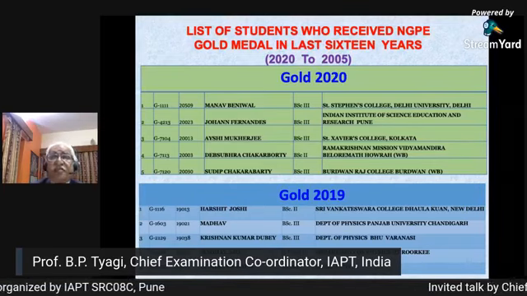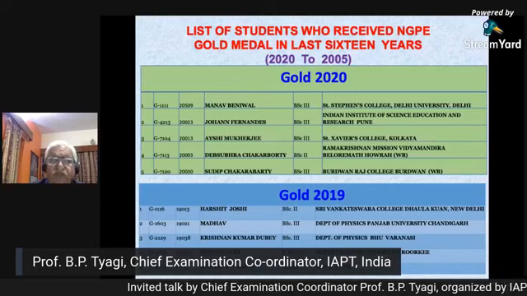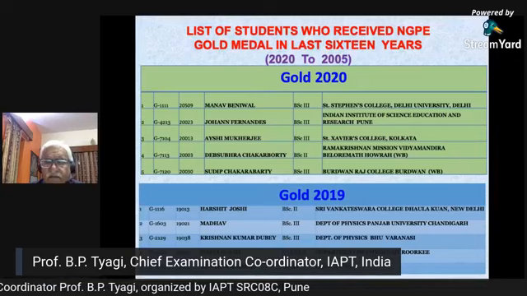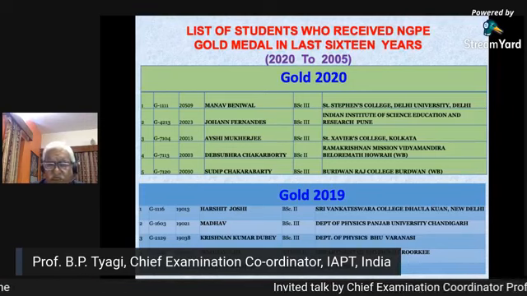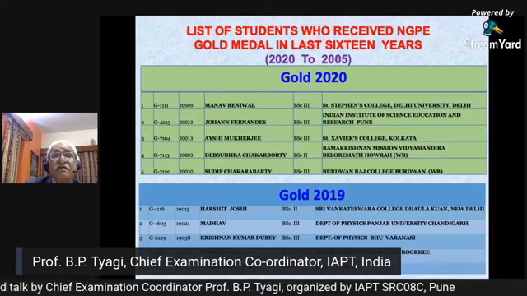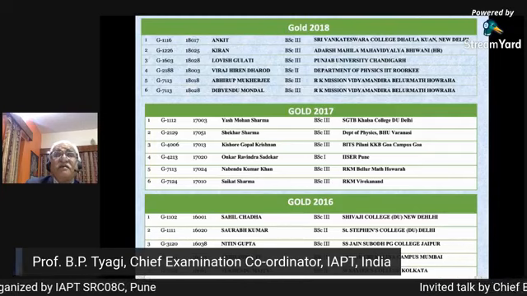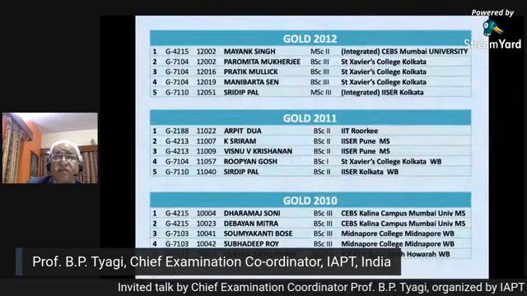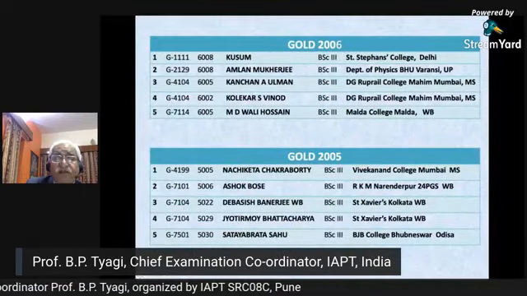You see the national character over here. The students are spread throughout India. These 5 students have been declared as gold medalists of 2020. They are the recipients of a gold medal and a cash prize or scholarship of rupees 20,000 each. In the same way, there is a list for 2019, and this is 18, 17, 16. I cannot enumerate them all over here. This is up to 2005.